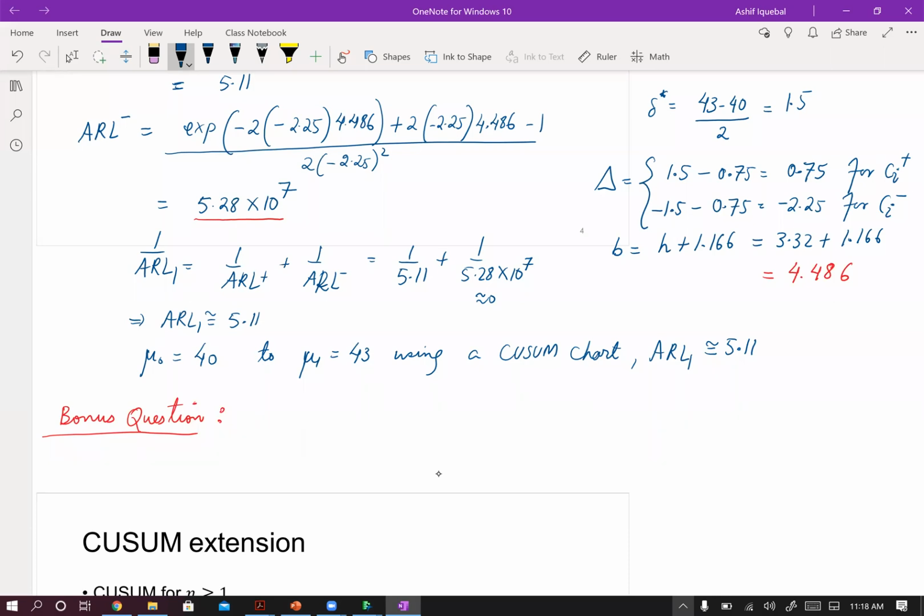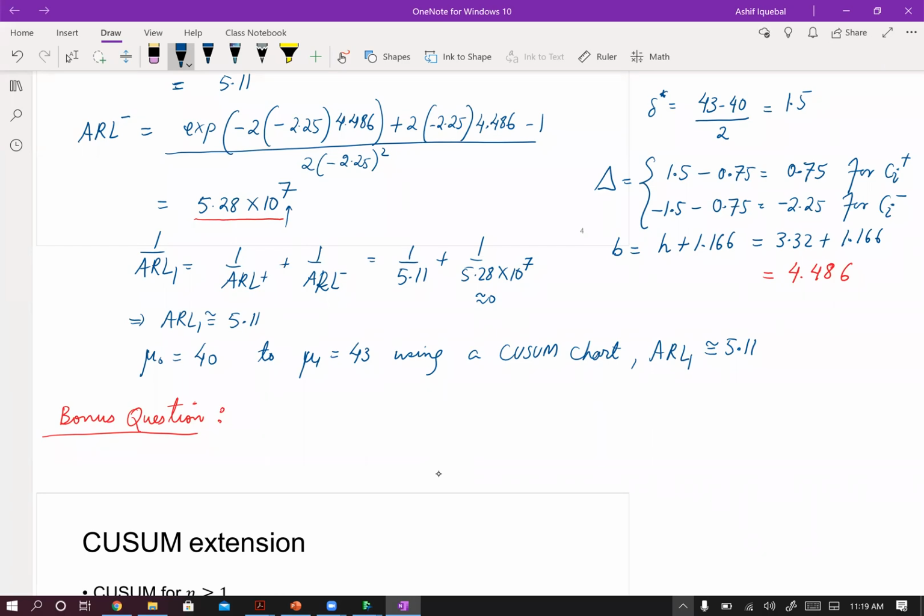So did everybody get that answer? If there's dead silence, I'm going to assume that everybody got that answer. But just for the sake of it, I'm going to repeat. If you observe this question, the mean shift is going from 40 to 43. There's an upward shift, right? So the shift can only be detected by the upper CUSUM chart. The lower CUSUM chart cannot detect this change. That's why the value of ARL minus is so large.